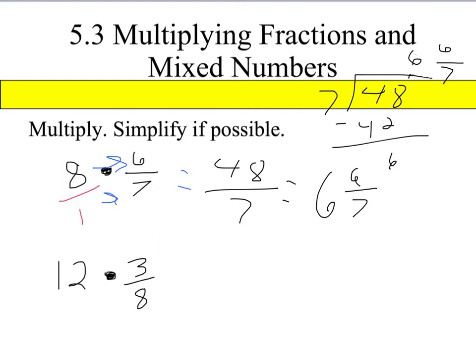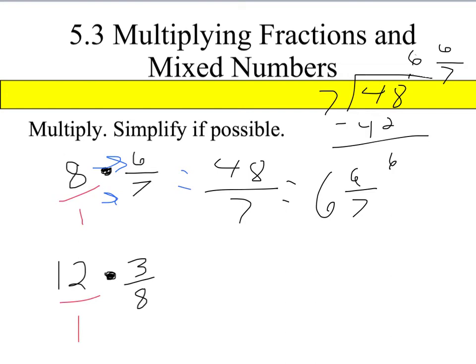Awesome. This next one, 12. As a fraction, what is 12? It's always 12 over 1. I'm really hoping that you did 12 over 1. Okay, looking at this, does 12 have a common factor between 1 and 8?